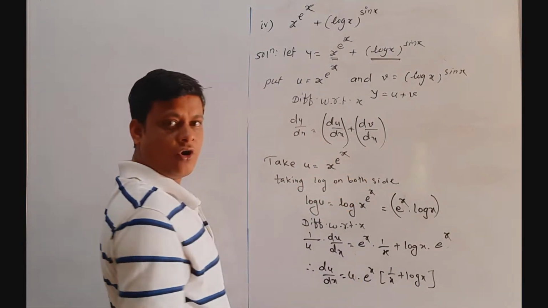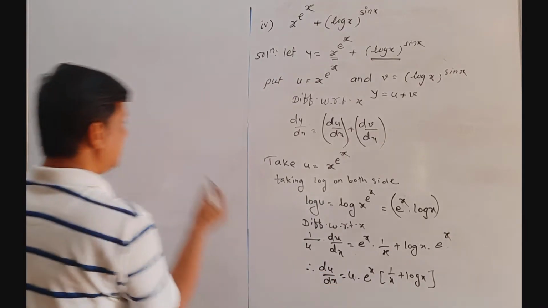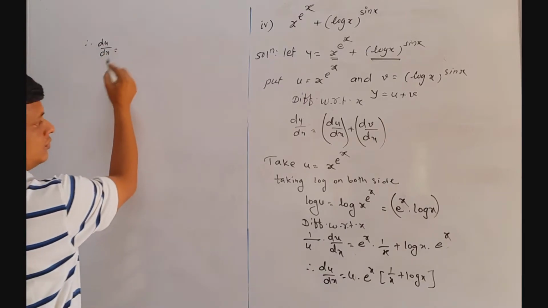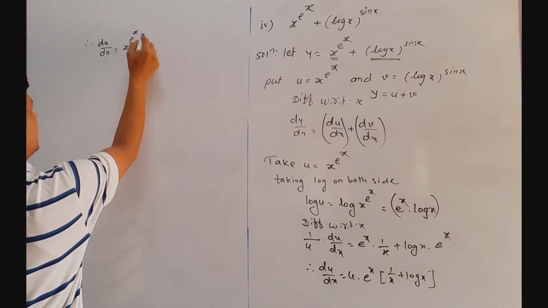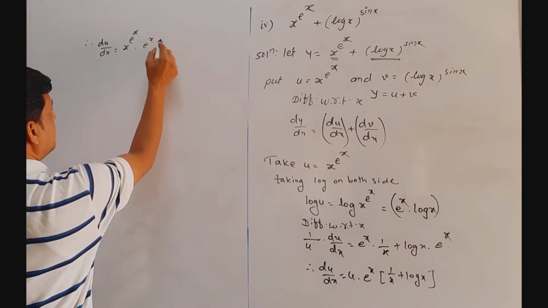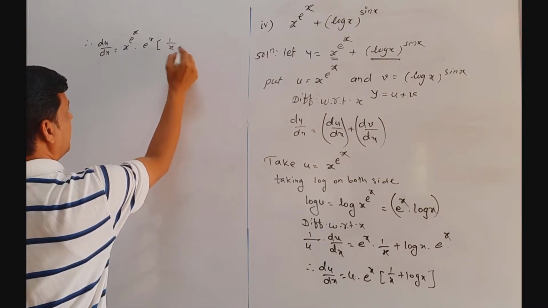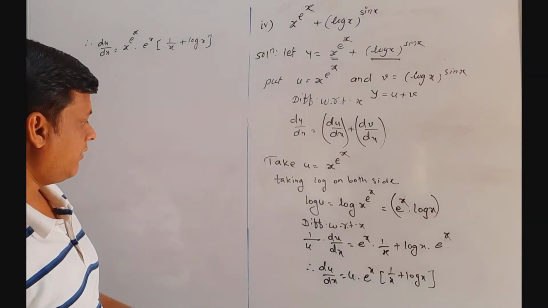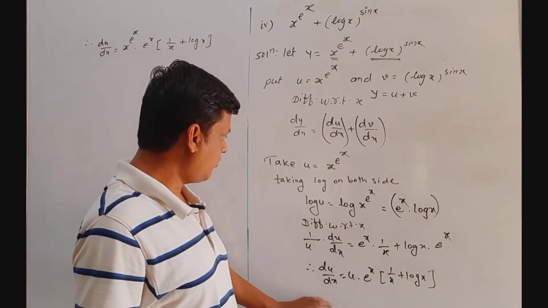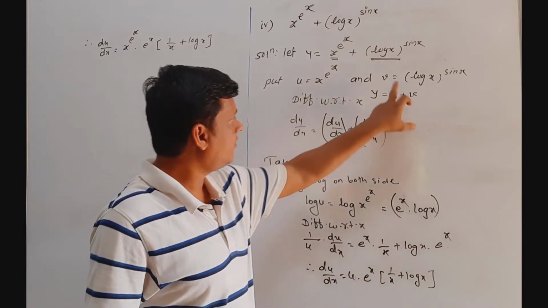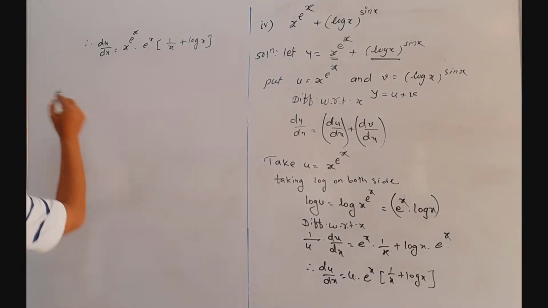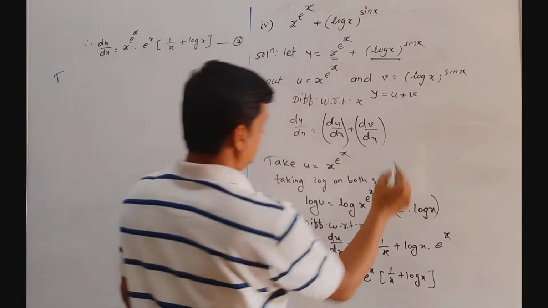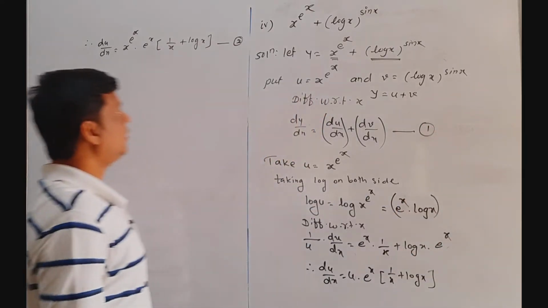Now replace the value of u. Therefore du by dx is equal to x raised to the power e raised to the power x into e raised to the power x in bracket 1 by x plus log x. So first we find the derivative of u with respect to x. Now we find the derivative of this v with respect to x. Here you can denote this as equation number 2, and this as equation number 1.